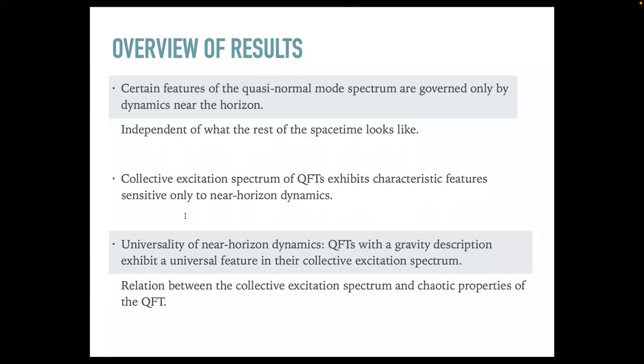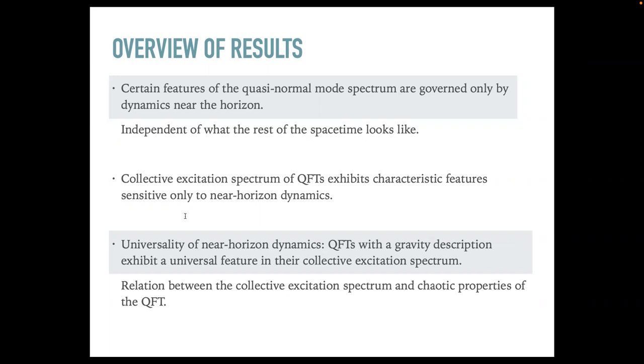Okay. So let me start by giving you a summary of the results that I want to explain. The first thing I want to explain is that, quite surprisingly to us, and despite everything that I just said, there are certain features of the quasi-normal mode spectrum of a black hole which are governed only by the dynamics near the horizon of the black hole. More precisely, these features of the spectrum are completely independent of what the space-time looks like away from the horizon. And what this means for AdS black holes is that the collective excitation spectrum of quantum field theories that have a gravitational description exhibits certain characteristic features, which again are sensitive only to what's happening right near the horizon, and independent of the rest of the spacetime. So this is the first part of what I want to explain.